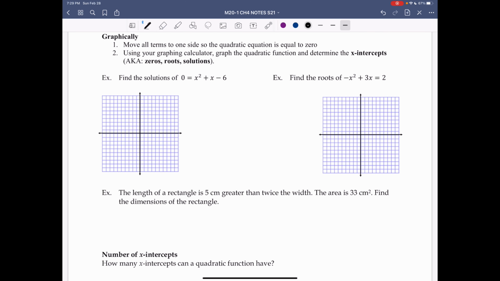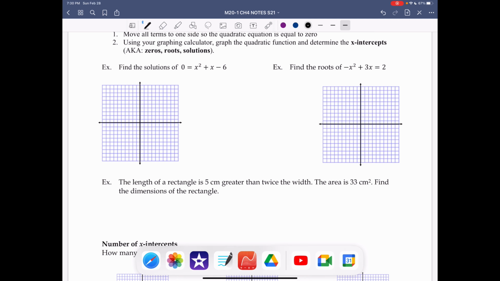First step, move all terms to one side so the quadratic equation is equal to 0. Second step, using your graphing calculator, graph the quadratic function and determine the x-intercepts, also known as the zeros, roots, solutions. Example, find the solutions of 0 equals x squared plus x minus 6.